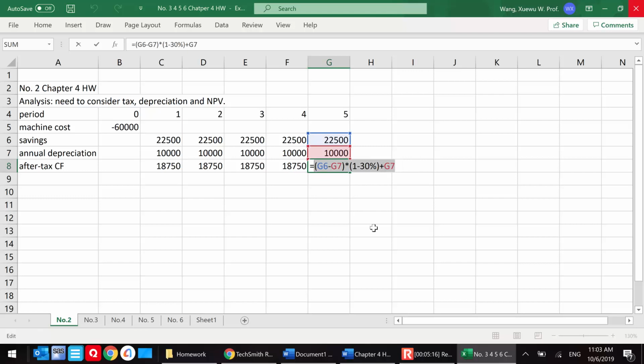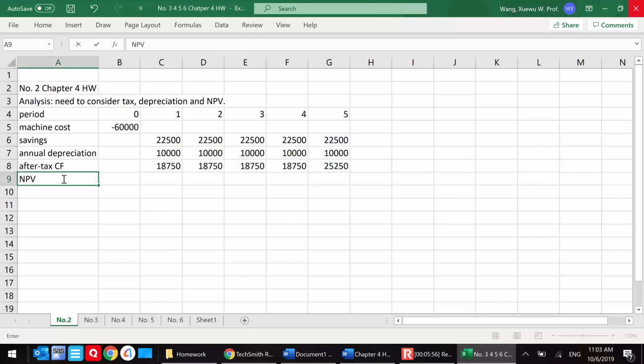This highlighted part is the after-tax cash flow caused by the depreciation, the tax benefits, and the savings. Now, don't forget, at the end of year 5, the machine is still worth 5,000, so let me put back 5,000. And because the book value is actually 10,000 and the market value is only 5,000, you have a capital loss of 5,000, and you're going to get a 30% tax credit on the 5,000. So 5,000 times 30% tax credit. That is going to be your after-tax cash flow.